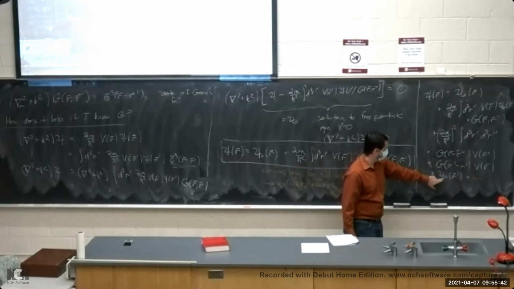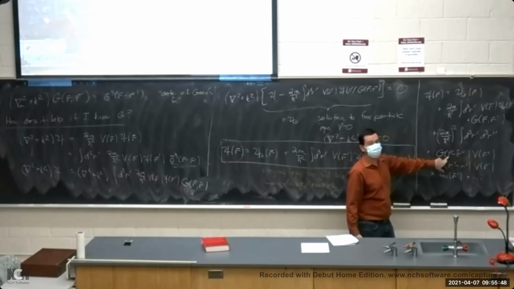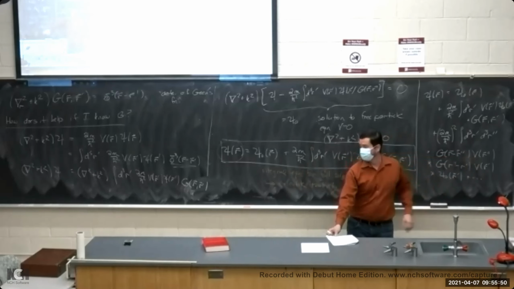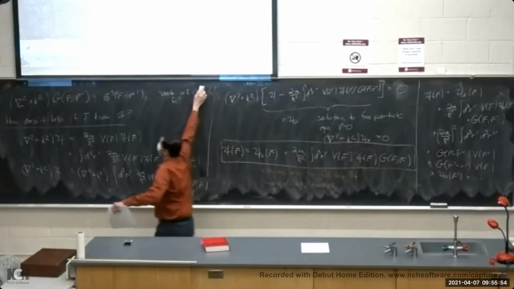You have the bare solution at a point, it hits the potential, and then it propagates. Then it hits the potential again. Then it propagates to where you finally measure it at point R. So you can describe this solution diagrammatically.